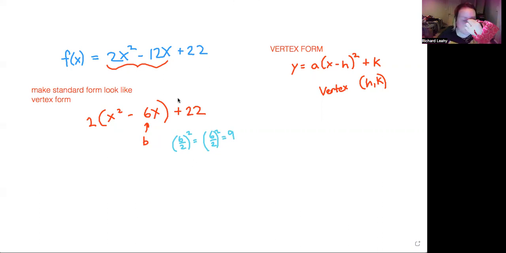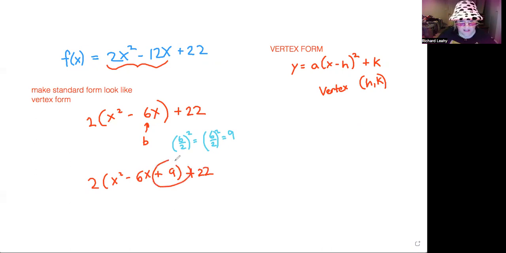I have to be careful when we add this much. So we have 2 times (x squared minus 6x plus 9) plus 22. So I took this statement. Now, I'm not even working with an equation right now, just an expression. If I want this to be equivalent, I can't just add in that 9. I have to take it away as well. But I didn't really just add a 9. I added an 18. So to fix this, I have to subtract 18.